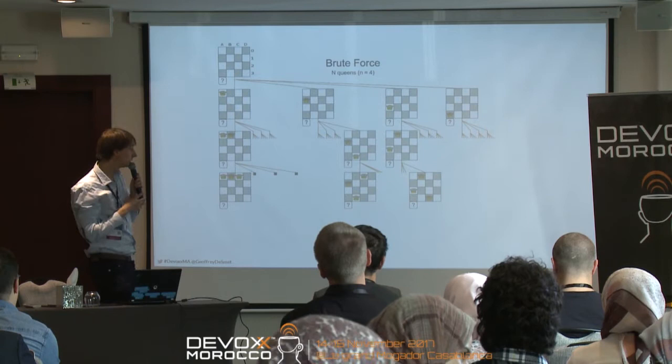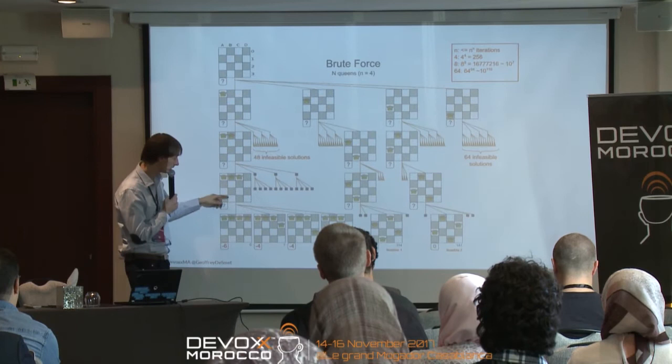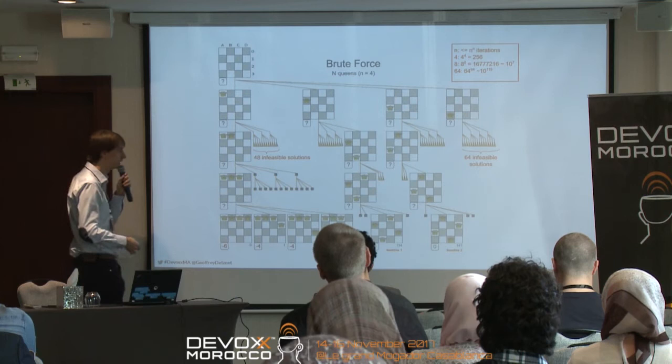So again, we put it on the first row, second row, third row, fourth row, the third queen. And we do that again, right? So we put the fourth queen on the first row, second row, third row, fourth row. And the moment we put that fourth queen, we can actually start calculating the score. Because for brute force, we calculate the score then, because there's no point in calculating it earlier.